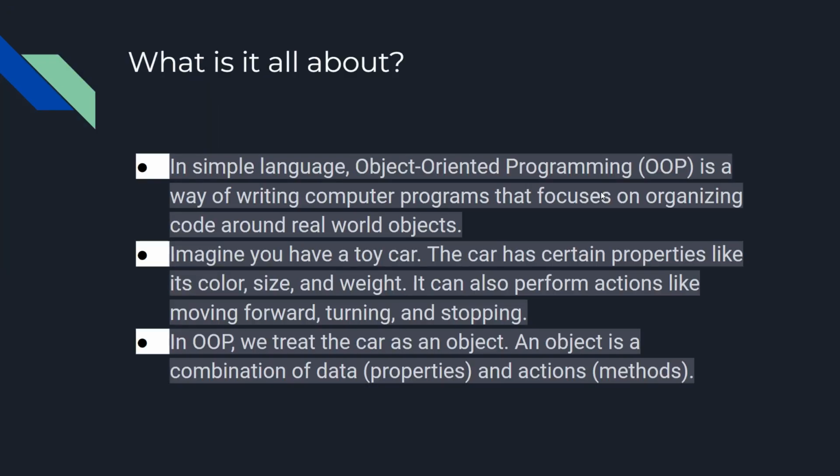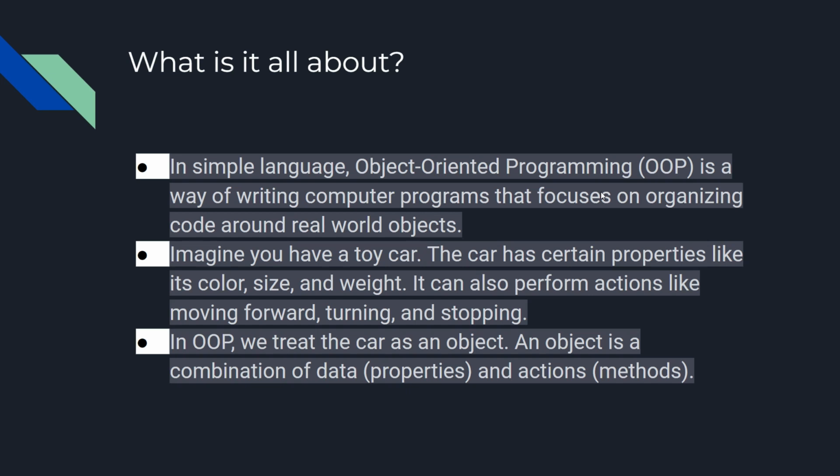So yeah, what is it all about? What do you mean by object-oriented programming? In simple language, object-oriented programming is just a way of writing your computer programs where you want to represent the real-world objects in your computer programs, right? It's a way of writing computer programs that focuses on organizing code around real-world objects. The real-world objects may be anything. You can consider a car, an animal, a person, any real-world object, whatever you see in this world, right?